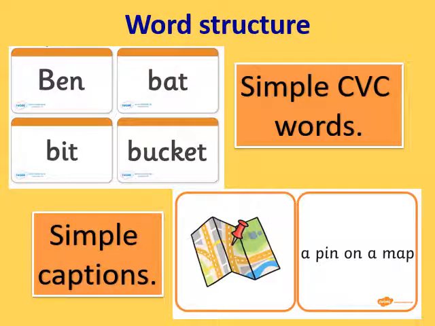Okay, so here's a little bit about word structure. So we start with sort of CVC words, as I mentioned before, and there's an example on the slides here. For example, Ben is a consonant vowel consonant word, bat, bit, cat, dog, for example, and we start off with those ones when we're first doing our phonics, and then we would move on to sort of simple captions. As you can see, the one at the bottom, a pin on a map.